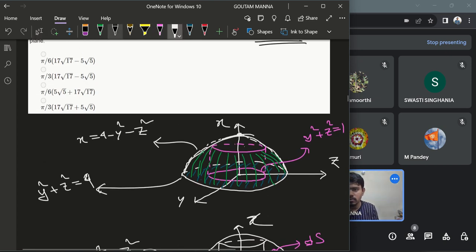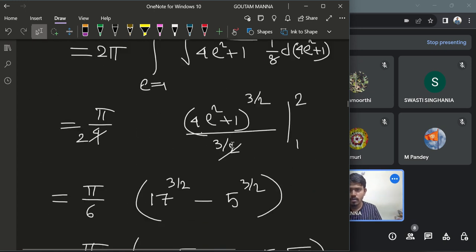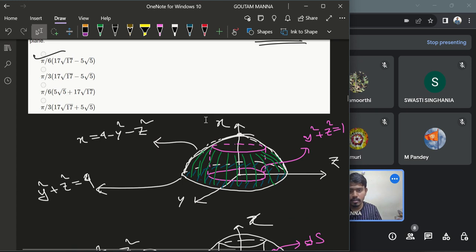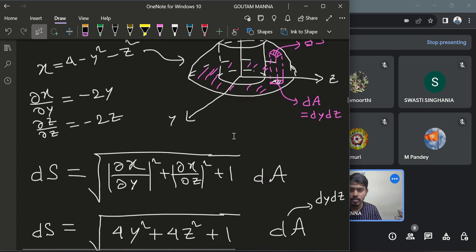So the correct answer is the first one. Throughout all these problems we have used the same idea: we don't want to integrate over the curved surface directly, we project and integrate over the plane region. This is how we project.